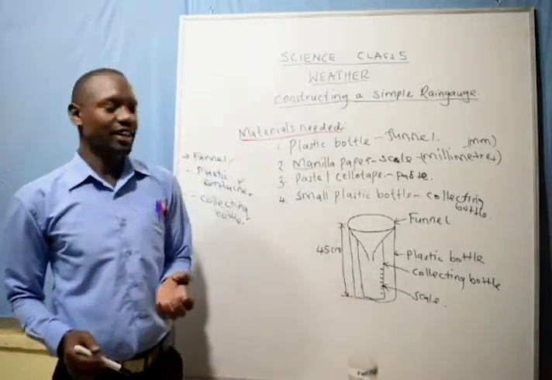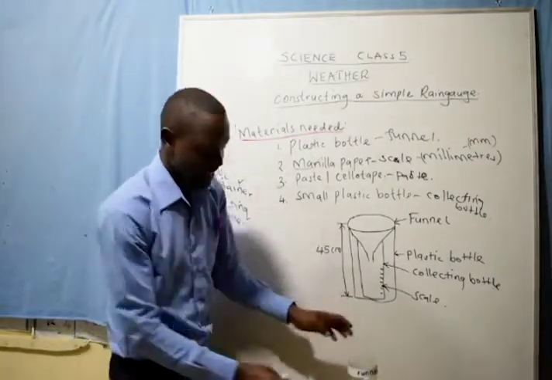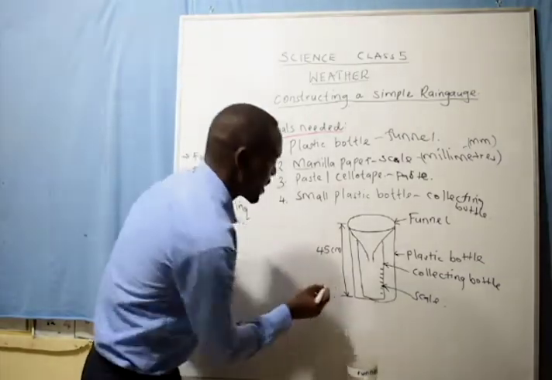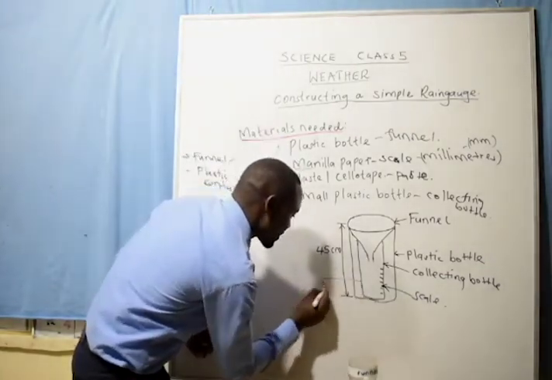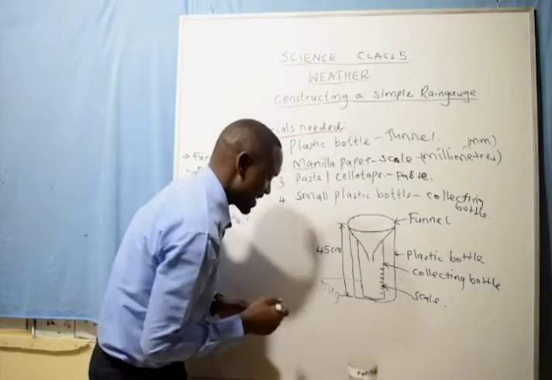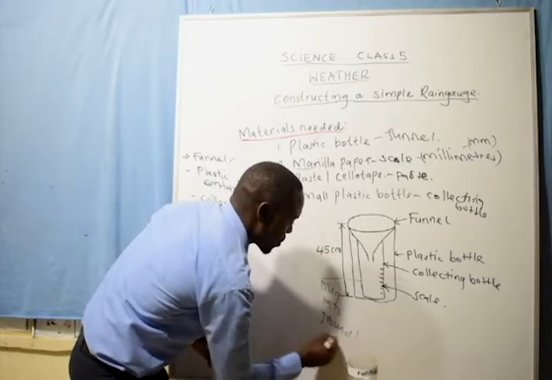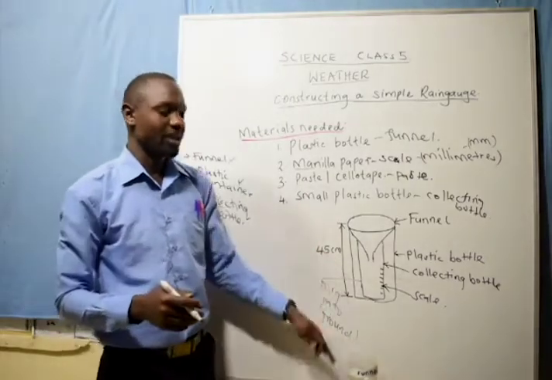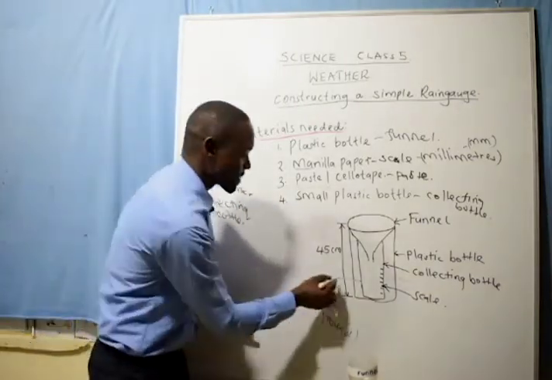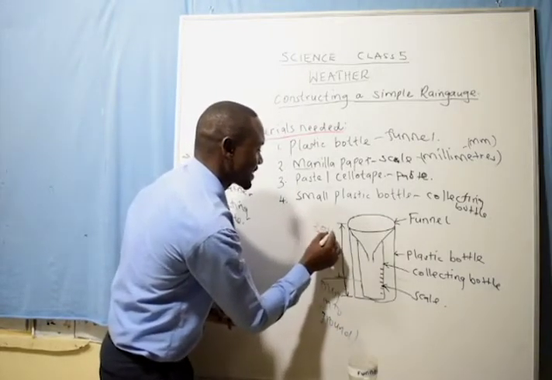When using the rain gauge, your rain gauge should be approximately 45 centimeters. That is, from the bottom to the funnel should be 45 centimeters. So 15 centimeters is dug into the ground. You have to make sure that it is stable. So that from the ground to the funnel is approximately 30 centimeters.